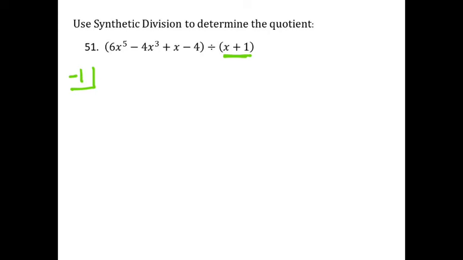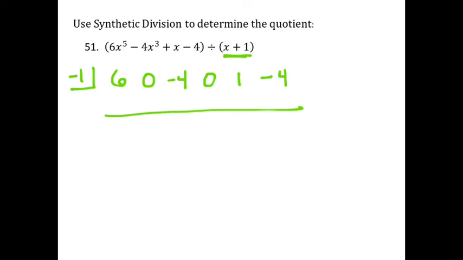And then when we write our coefficients, we need to make sure that we account for every power of x. So I'm starting with 6, x to the 5th. There's no x to the 4th term, so I'm going to put a 0. Negative 4x to the 3rd. There's no x squared term, so I'm going to put a 0. The x has a coefficient of 1, and then the constant term is negative 4.